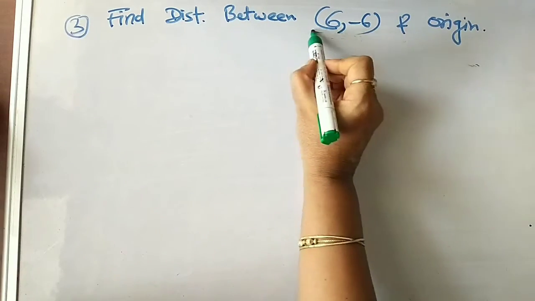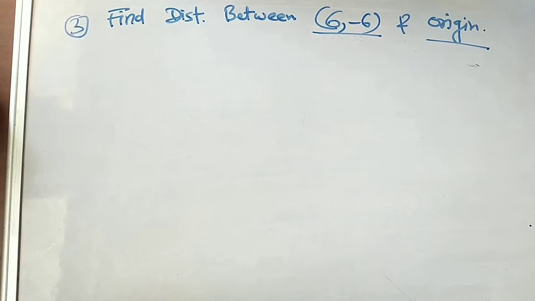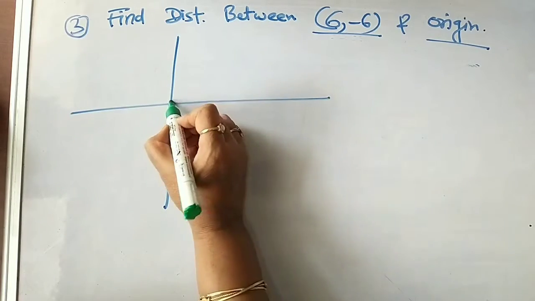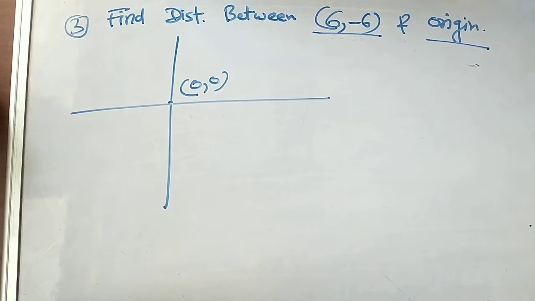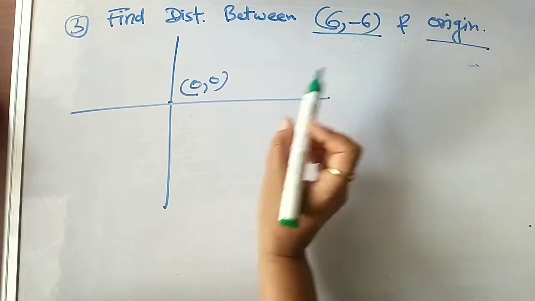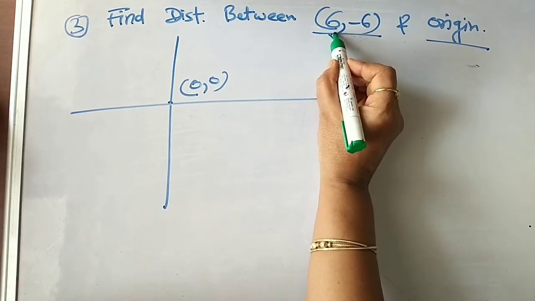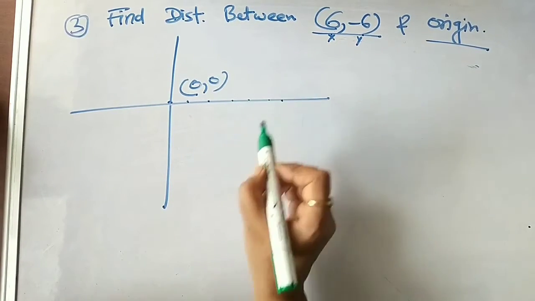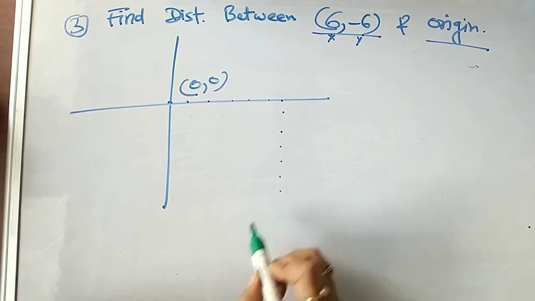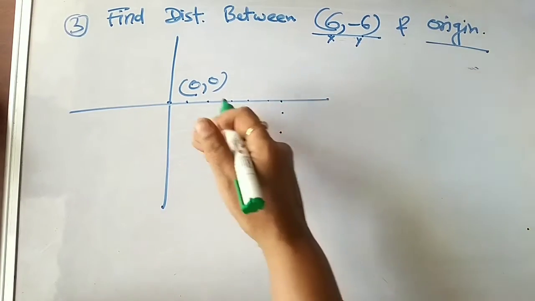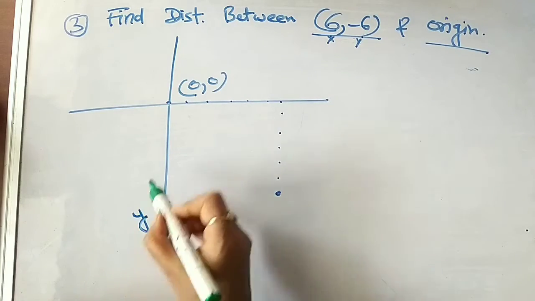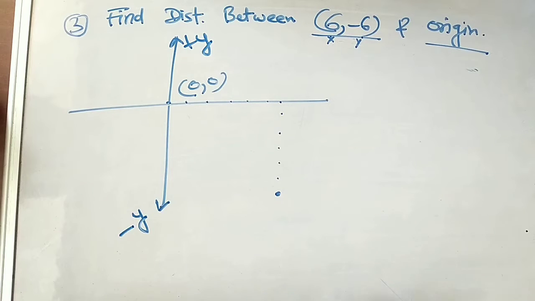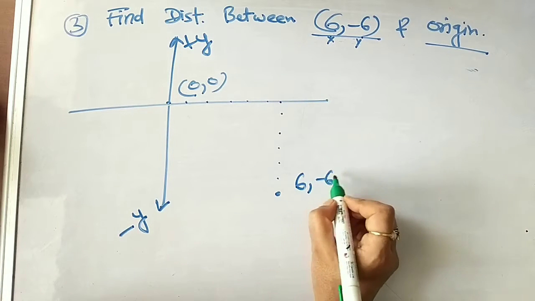Find the distance between this point and the origin. So origin you know, guys, right? Origin is always 0, 0. So one point is given, 0, 0. The second point is 6, minus 6. So 6 is related to x and minus 6 is related to y. So 1 2 3 4 5 6 and 1 2 3 4 5 6 somewhere here. Minus 6 means I have to move downward on the y axis because this side is plus y and this side is minus y. Okay, so this is my 6 comma minus 6.